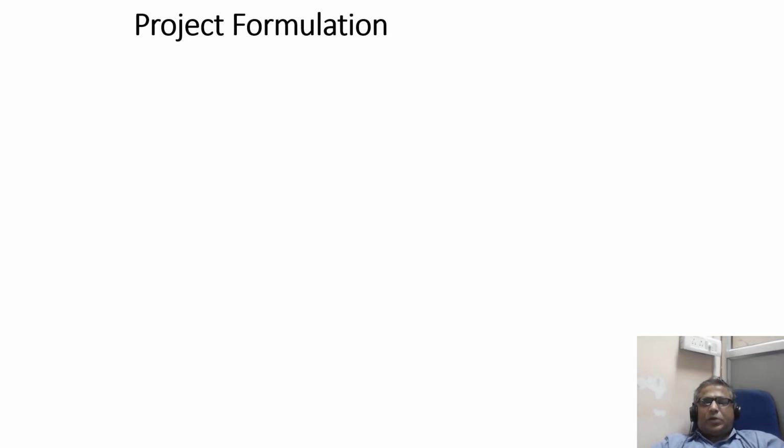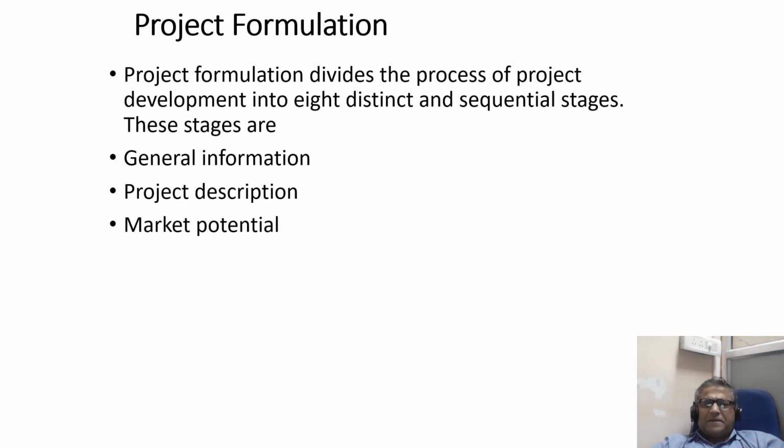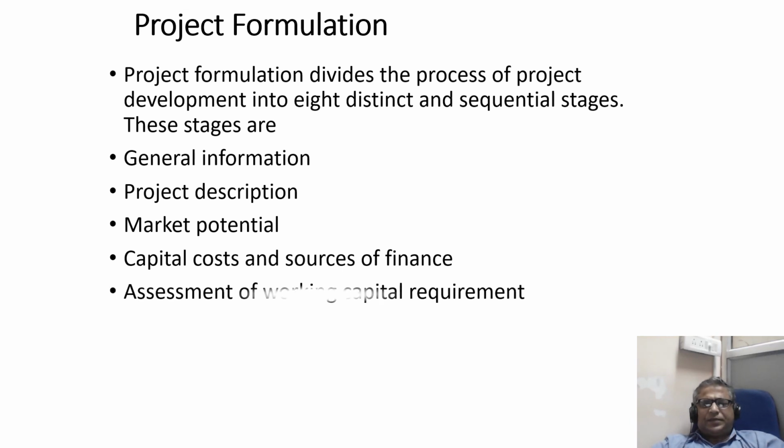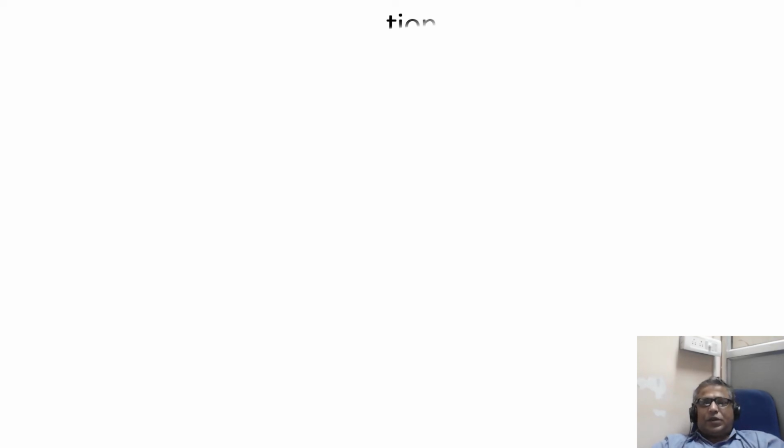Now let's talk about the formulation. Formulation divides the process of project development into 8 distinct and sequential stages. The stages can be named as general information, project description, market potential, capital cost and source of finance, assessment of the capital requirements, and other financial aspects. The last but not the least, implementation. Project implementation.